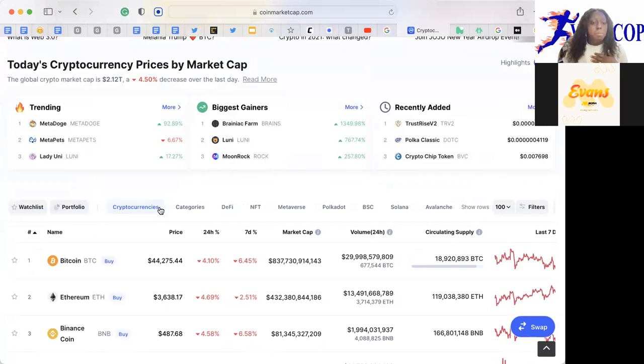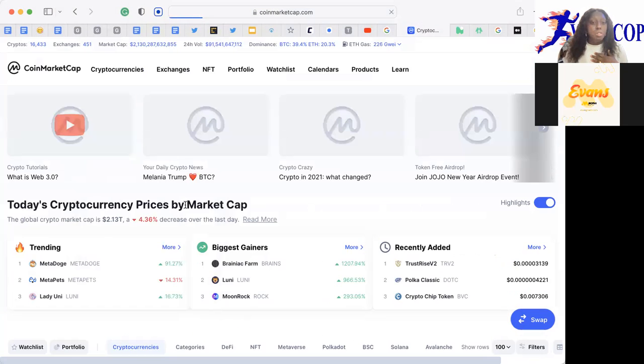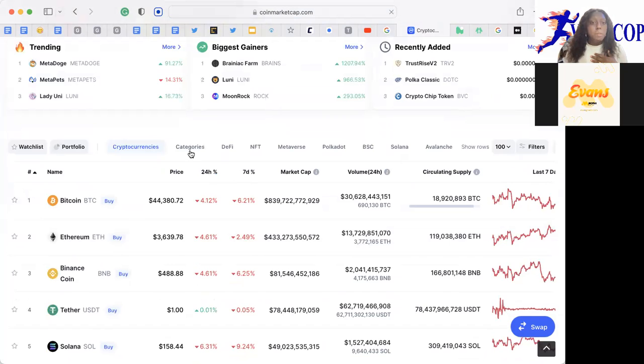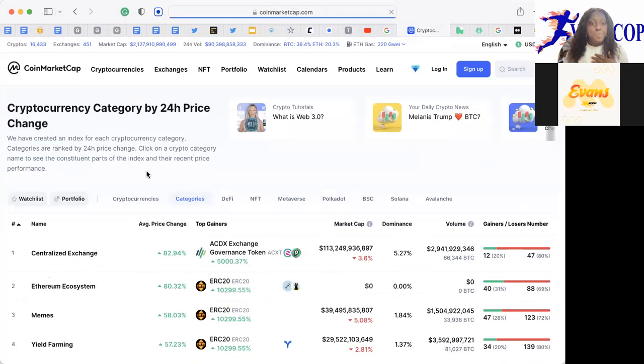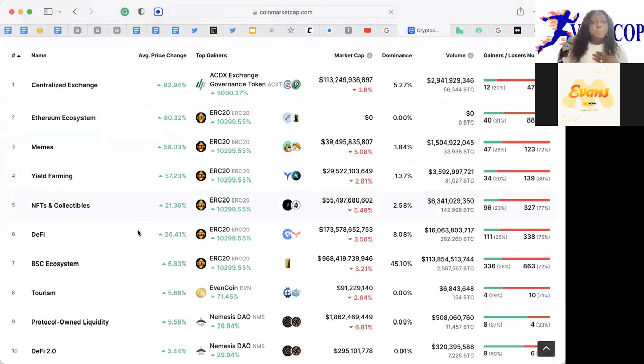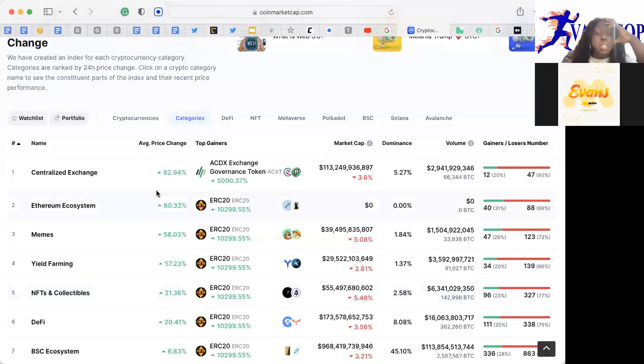Let's see. Each of these cryptocurrencies is interesting. In cryptocurrency, you see crazy percentages, literally crazy percentages. Okay, now let's look at different categories.